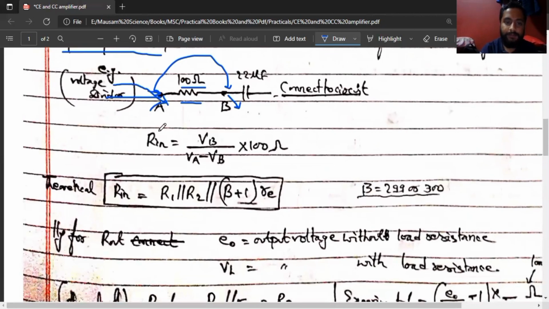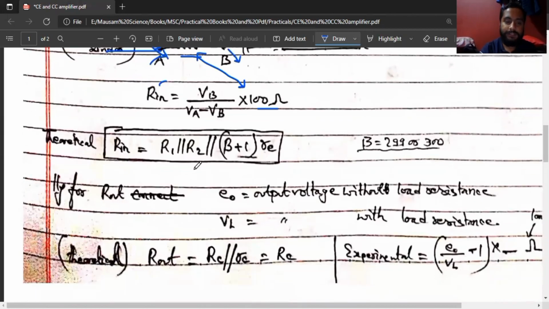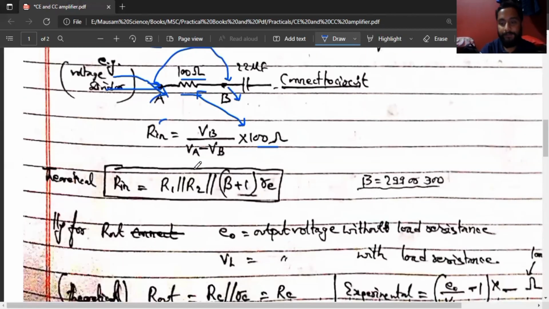And after that, we can get the input resistance as VB divided by VA minus VB, multiplied by 100 ohm. Why this 100 ohm? Because 100 ohm is kept over there. Okay? It is the preferred value for resistance in the case of the CE amplifier.